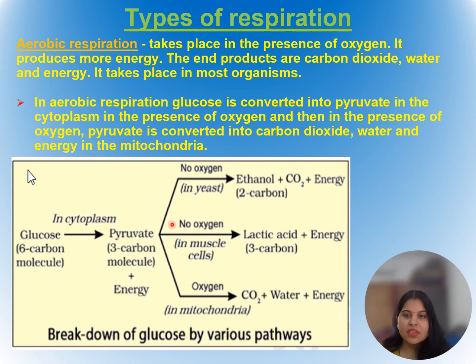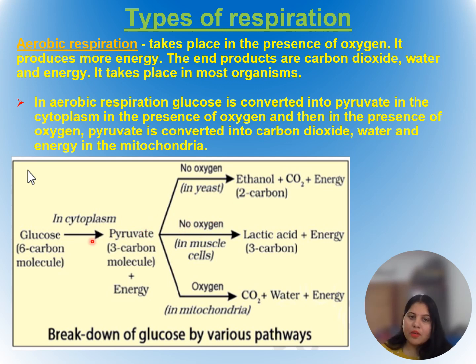Firstly, we will understand this flow chart. During the process of nutrition, we take in food, and that food gets broken down and forms the glucose molecule. Now this glucose molecule is a 6 carbon molecule. Then breakdown of this glucose molecule takes place in the cytoplasm and forms another compound, that is pyruvate, and pyruvate is a 3 carbon molecule, and during this process also energy is released. Now there are two ways of breakdown of the pyruvate molecule, one in the presence of oxygen, another in the absence of oxygen.